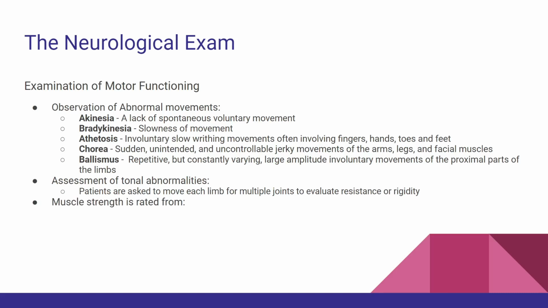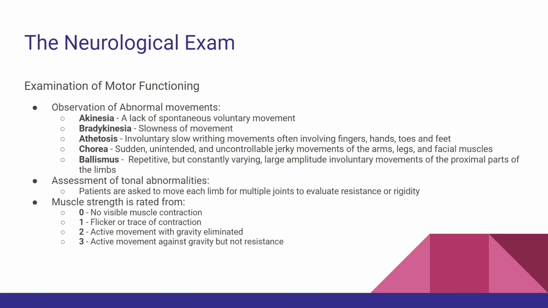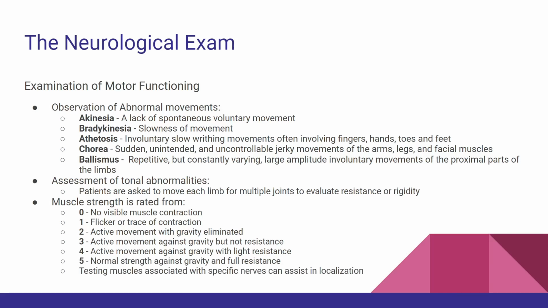And there's a general scoring criteria, with 0 being no visible muscle contraction, 1 being a flicker or trace of a muscle contraction, 2 being active movement when gravity is removed, 3 being active movement against gravity, but not when someone is pressuring against the limb they're trying to move, 4 being active movement against gravity with light resistance, and 5 being normal strength against gravity and full resistance. And testing different muscle groups can help localize what specific nerves or tracts are disrupted.